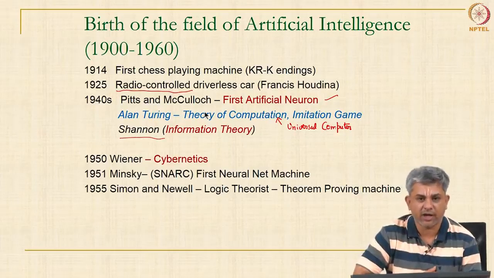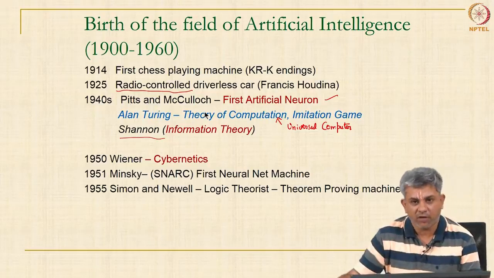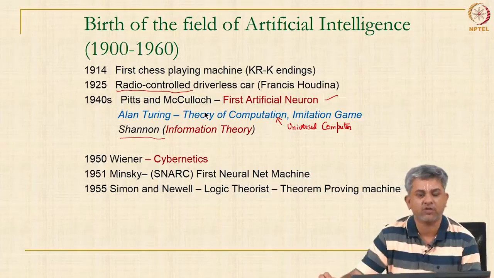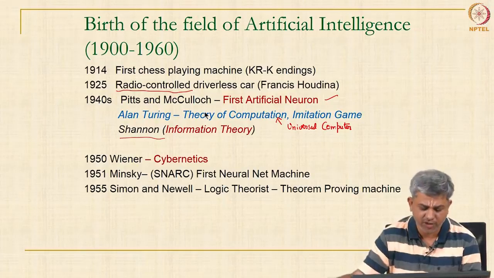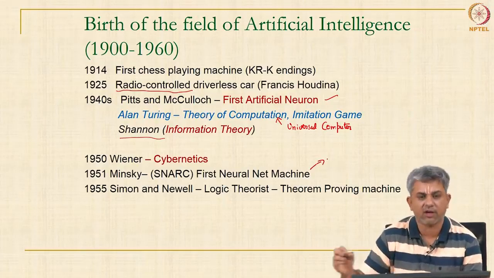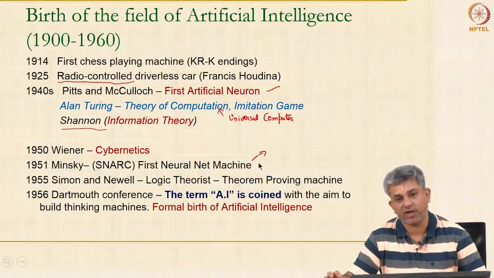Simon and Newell, Simon is a Nobel Prize winner, worked all his life on decision theory and effectively artificial intelligence, what we call artificial intelligence today. They made an automatic theorem proving machine. The first machine was not software, but actually hardware. The first neural network machine was made by Minsky in the 1950s.